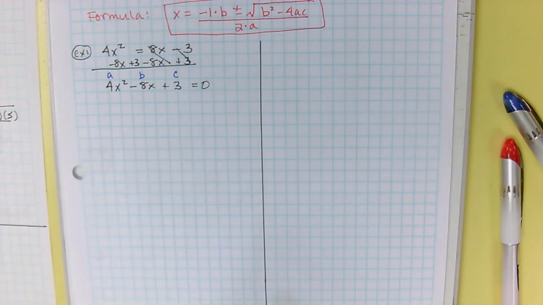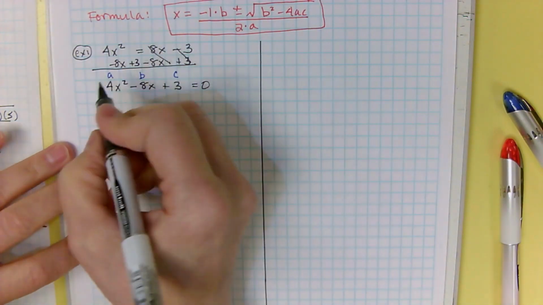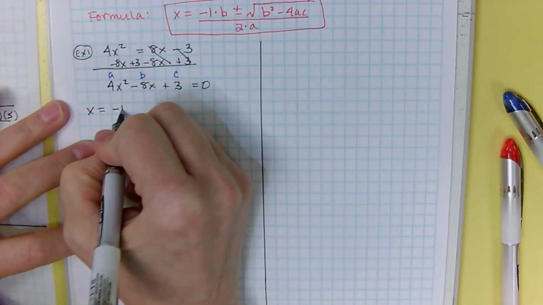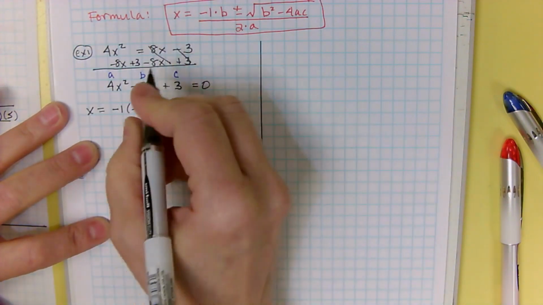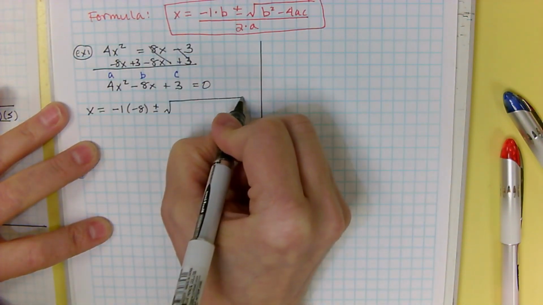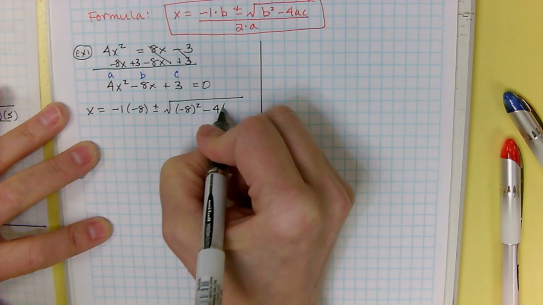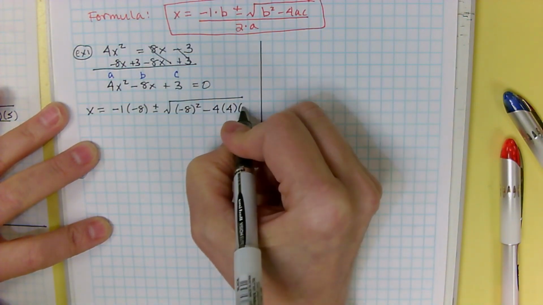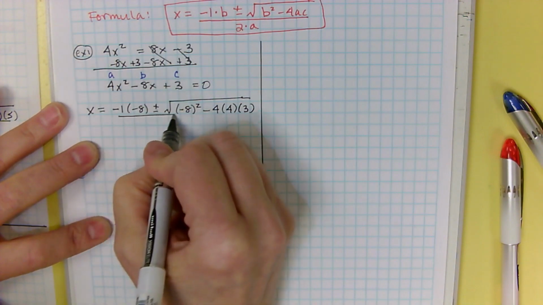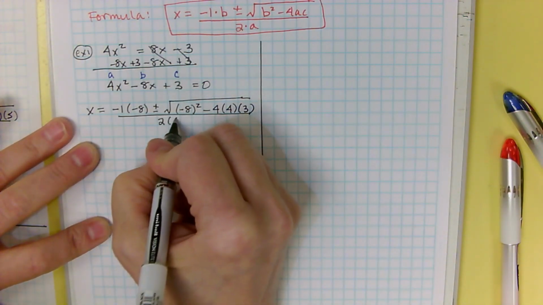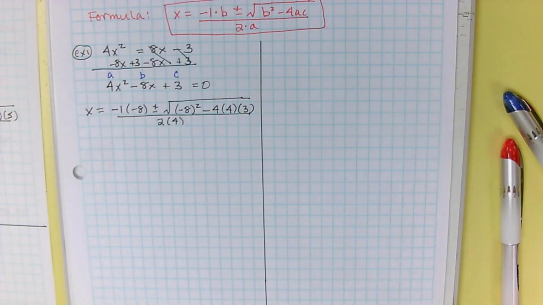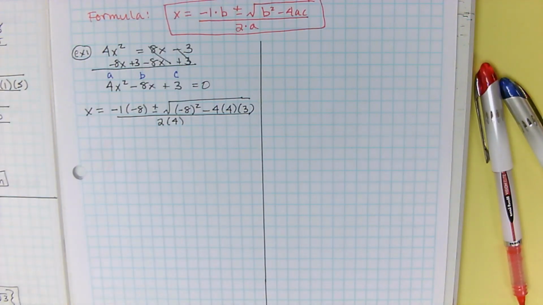All right, so now we're going to take our a, b, and c, and put them into the quadratic formula. So x equals -1 times b, which is -8, plus or minus the square root of b squared, so (-8) squared, minus 4 times a, which is 4, times c, which is 3, all over 2 times a, which is 2 times 4. And yes, use your parentheses liberally. Don't be afraid to recheck and make sure that all your negatives are where they're supposed to be.